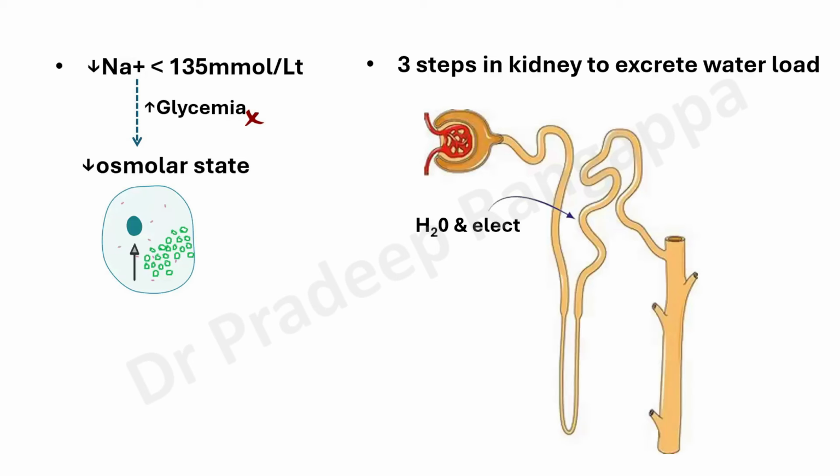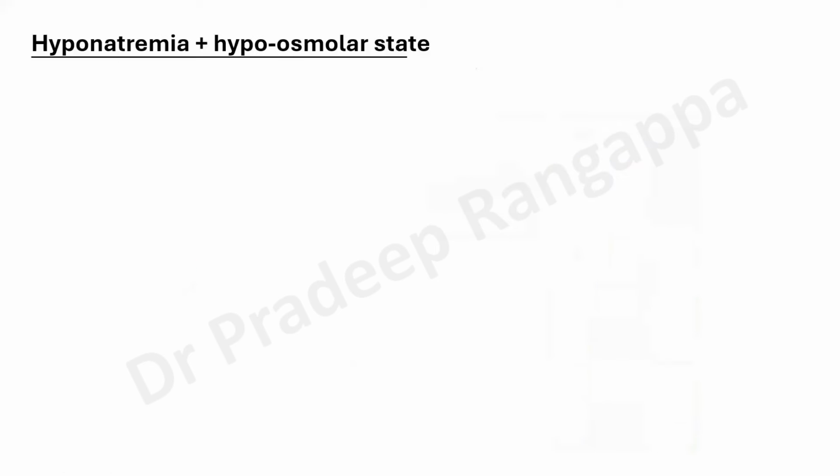So for this, you need to understand there are three steps in the kidney to excrete water load. The way the kidney excretes water is by secretion of water and electrolytes into the distal convoluted tubule. And there is reabsorption of sodium and chloride from the loop of Henle. And there is maintenance of dilute urine in the collecting tubules. These are the three steps by which the kidney gets to diuresis and gets the water out. So in the absence of antidiuretic hormone, there is maintenance of dilute urine in the collecting tubules, which gets excreted. So these are the three steps which help the kidney to excrete water load.